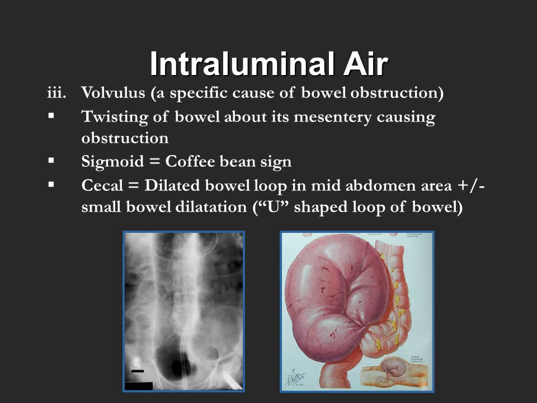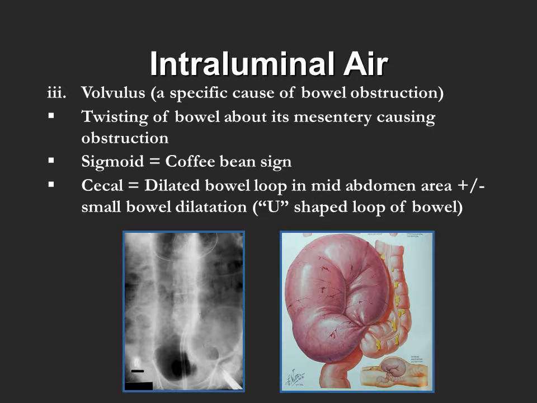Volvulus is a specific cause of bowel obstruction. A sigmoid volvulus occurs when the sigmoid colon twists around its mesentery. On plain films, the sigmoid colon appears as a large gas-filled loop without haustral markings, arising from the pelvis and extending high into the abdomen. This is referred to as the coffee bean sign seen in the image below.